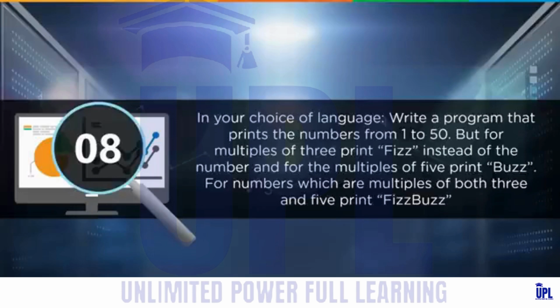In your choice of language, write a program that prints the numbers from 1 to 50, but for multiples of 3, print fizz instead of the number, and for the multiples of 5, print buzz. For numbers which are multiples of both 3 and 5, print fizz buzz. And this really is testing your knowledge in iterating over data.